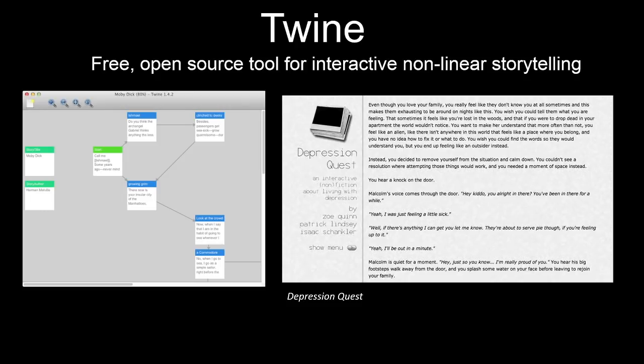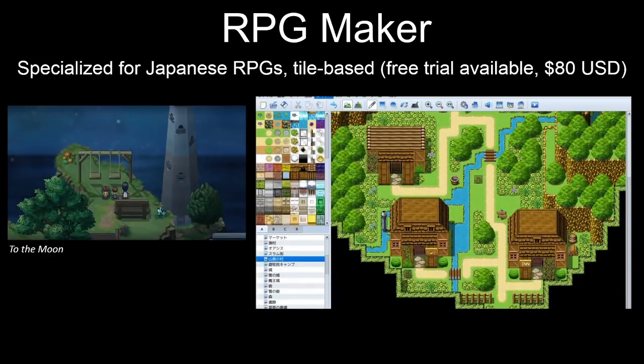It uses flowcharts, as you can see. It seems like it would be pretty easy to use. I know a lot of people do use it. If you're interested more in writing a story, and it's more text focused, maybe check out Twine. RPG Maker is $80 US, but it has a free trial available. It's specialized for making Japanese RPGs. An example of a game made in RPG Maker is To the Moon.